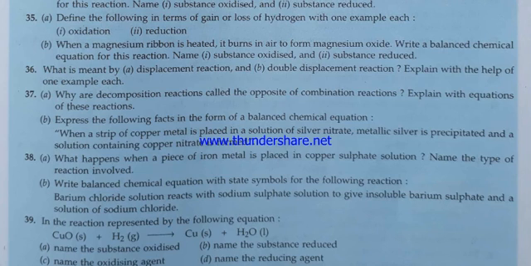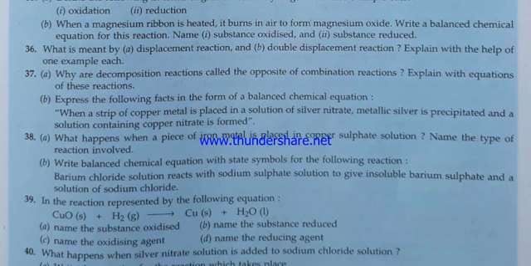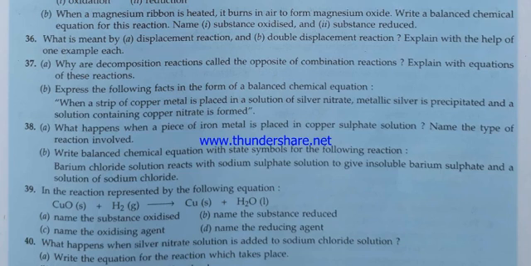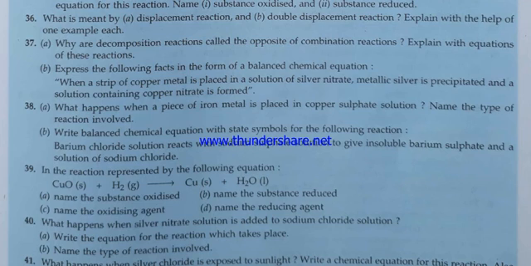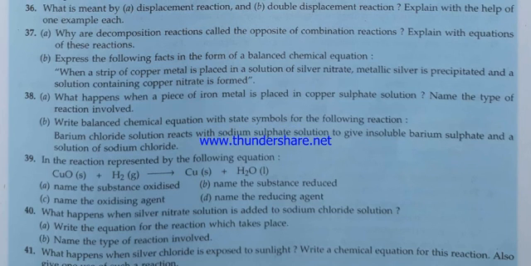What happens when a piece of iron metal is placed in copper sulfate? Then iron sulfate plus copper will form. Write the balanced chemical equation for barium chloride with sodium sulfate. BaCl2 plus Na2SO4 will form BaSO4 plus 2NaCl. Name the substance oxidized. That is hydrogen H2 is oxidized and copper oxide is reduced. Copper oxide is oxidizing agent and hydrogen is reducing agent.